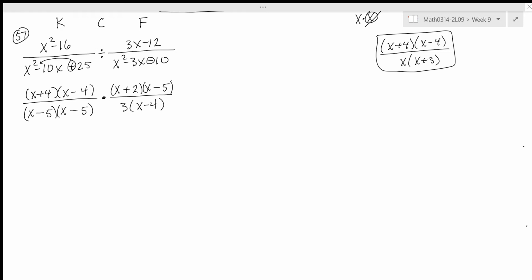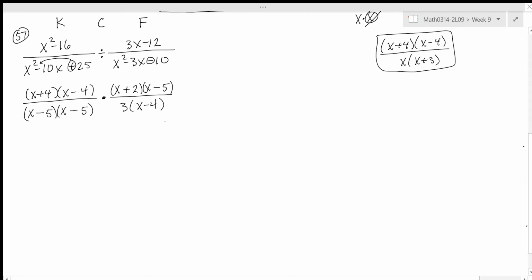Y'all see what I did there, right? Keep, change, flip. Factor as I go. Now it's all F'd up. That's 2 F words. Factored up and flipped up. Now we can cancel.